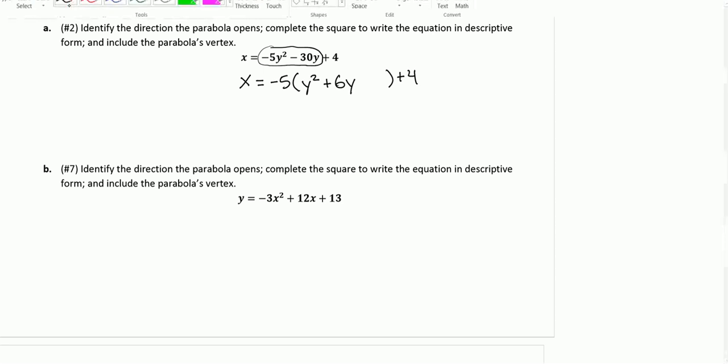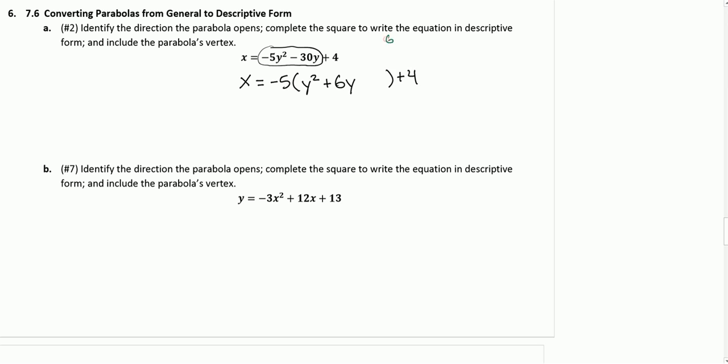So next we want to complete the square. We look at the 6 in front of the y. Make sure you factor out that negative 5 before you complete the square. So you take that 6, you cut it in half, and you square it. And that gives you the number that you want in order to complete the square. So it's going to be 3 squared, which is 9. So I want to add a 9 there.